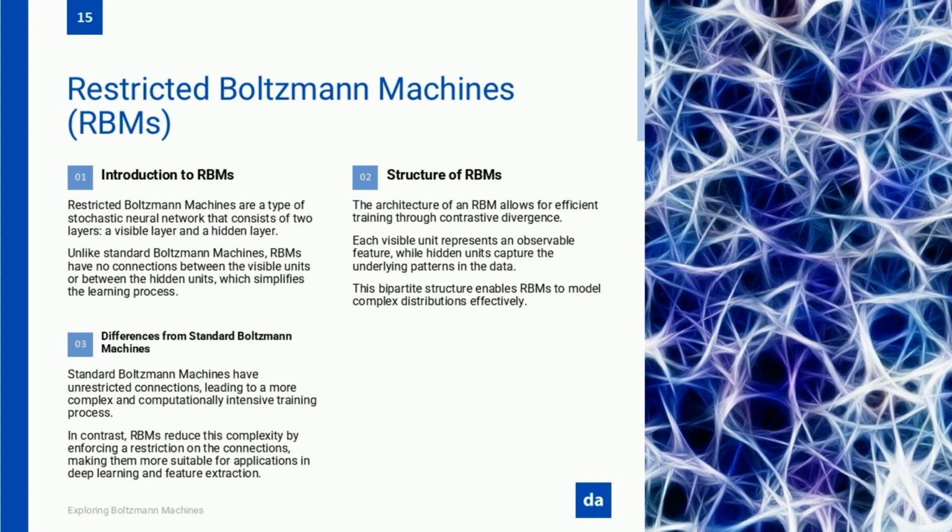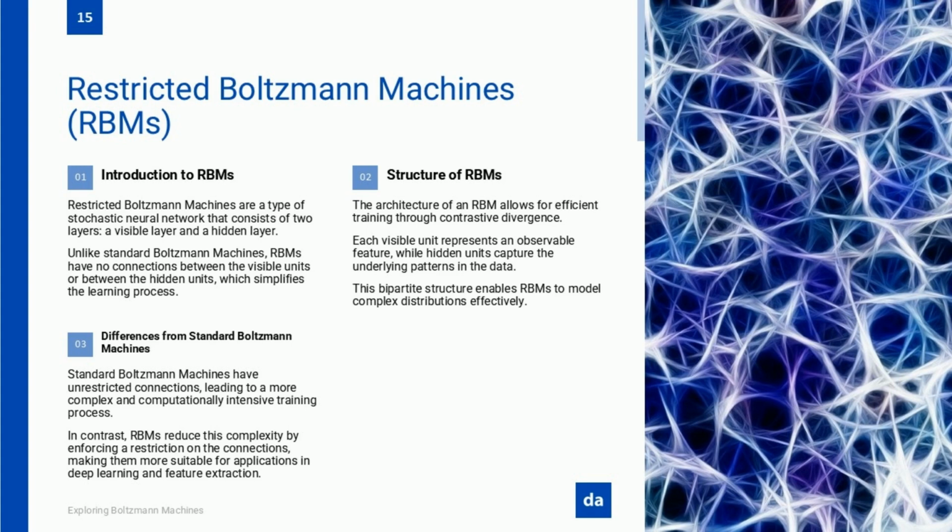RBMs consist of two layers: a visible layer, which represents the input data, and a hidden layer, which learns abstract features from the data. The absence of connections within each layer forces the network to learn structured representations, making training much more efficient. This restriction eliminates the complex looping interactions that make training standard Boltzmann machines so slow, allowing RBMs to use simpler and faster optimization techniques like contrastive divergence.